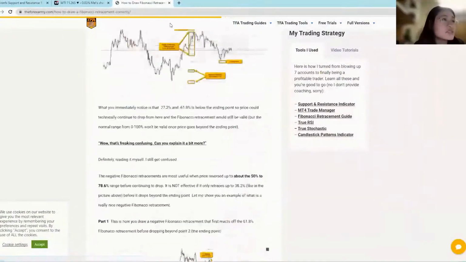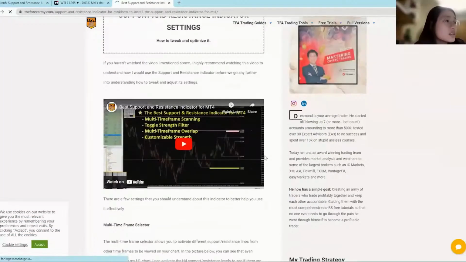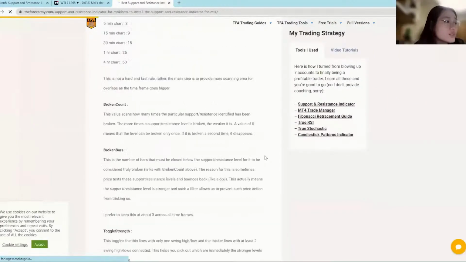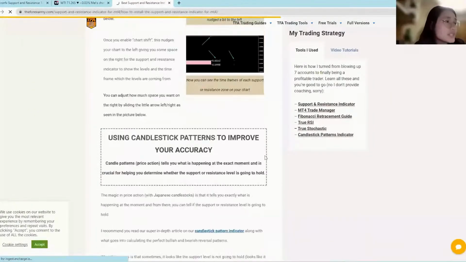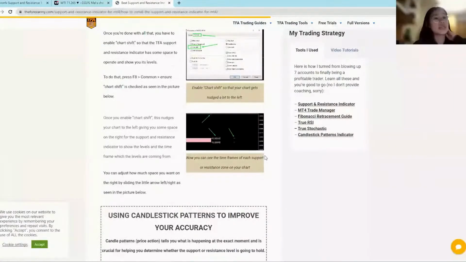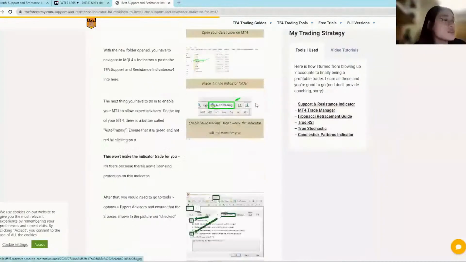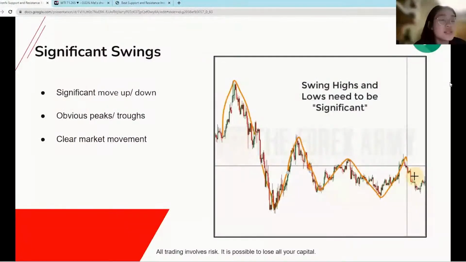It's completely free, all of these guides. For support and resistance, let's take a look at that as well. This is an indicator for MT4 that you can download for free, and it teaches you how to use it as well. So you can go ahead and take a look at it in your own time. Just briefly wanted to mention this. Okay, let's get back to our slides.